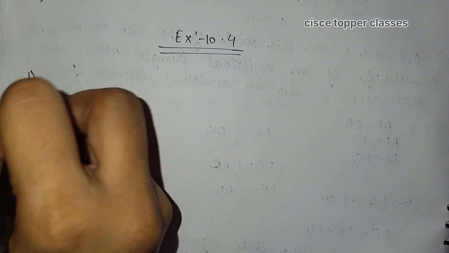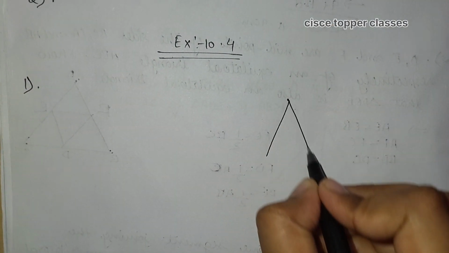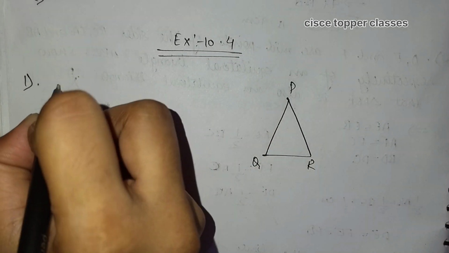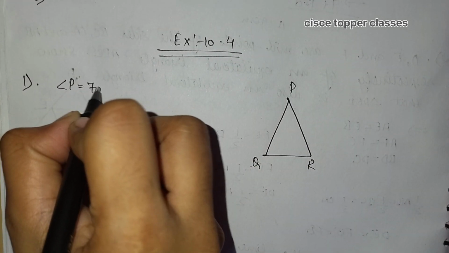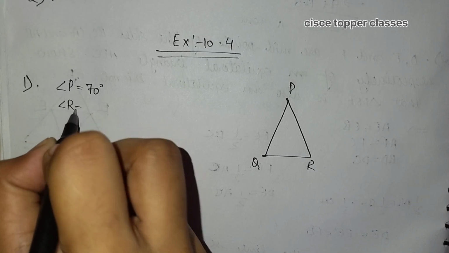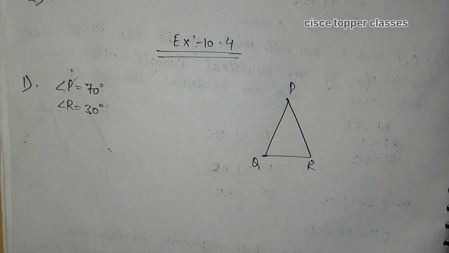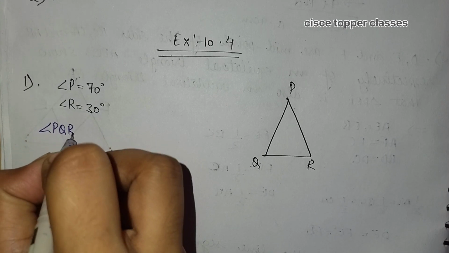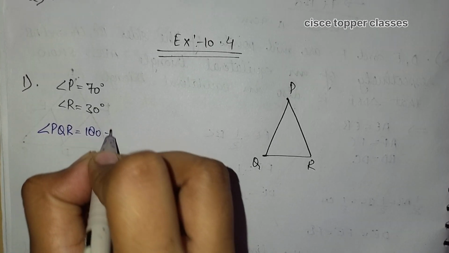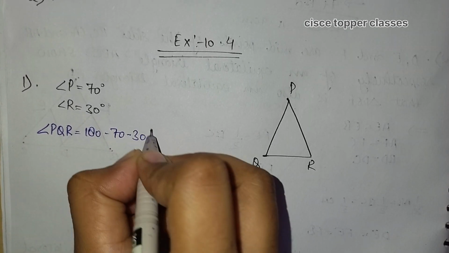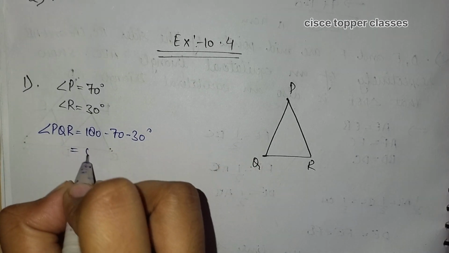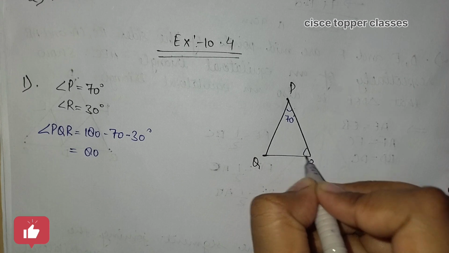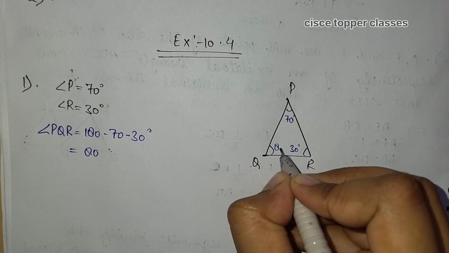So the first question here is in triangle PQR. Let's see that this is PQR. So from here the given thing is P is equal to 70 degree and R is equal to 30 degree. So simply we can find the angle PQR from here, which will be 180 degree minus 70 degree minus 30 degree. We will get angle PQR from here, which will be 80 degree. So simply from here we have 70 degree, this as 30 degree and this as 80 degree.